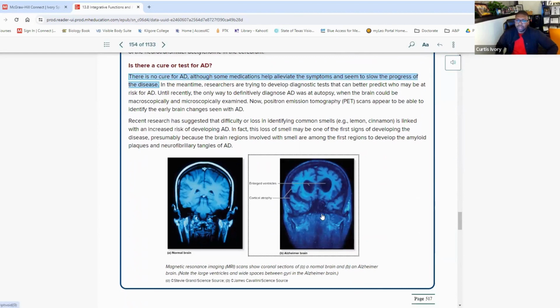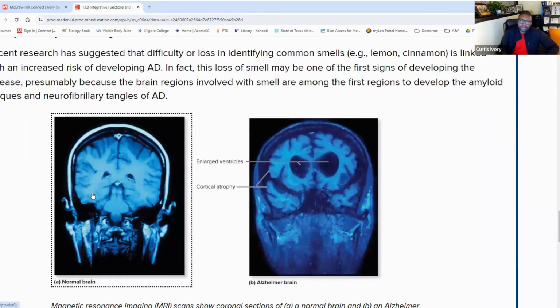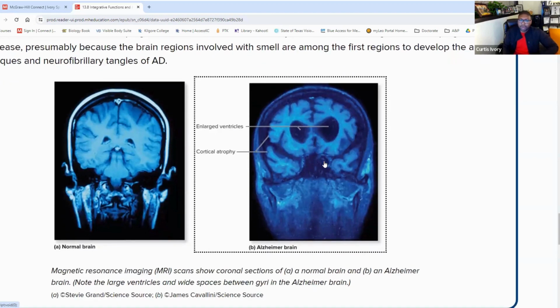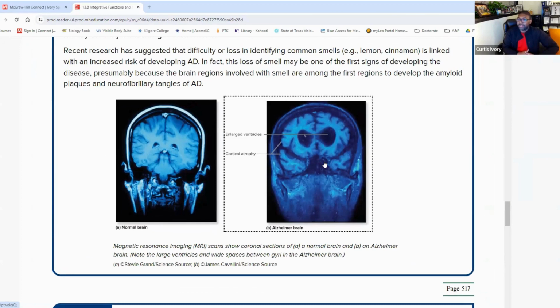So here we can actually see a normal brain, and then we see the enlarged ventricles. We also see that the brain essentially starts to shrink. Those brain cells start to die off. And so now we have this big space in the brain because there's no cells taking up that space anymore. Those ventricles are supposed to be a certain size. They've now gotten bigger because they have a lot more space now. In the Alzheimer's brain, I think this is an MRI, we can see that the brain starts to shrink at that point.